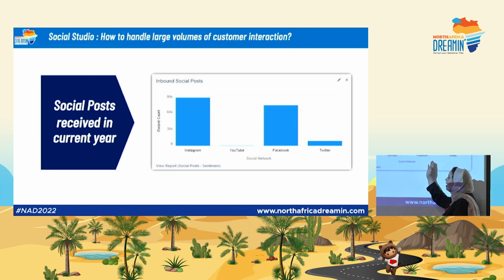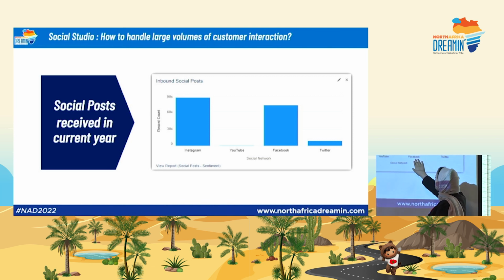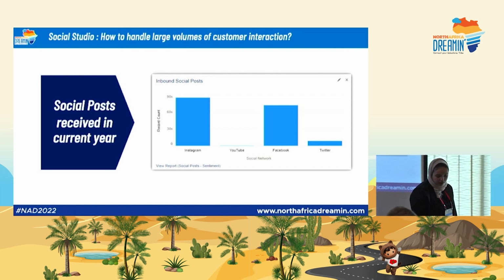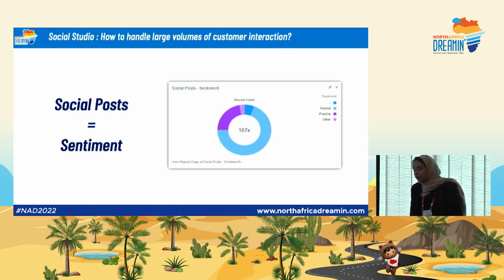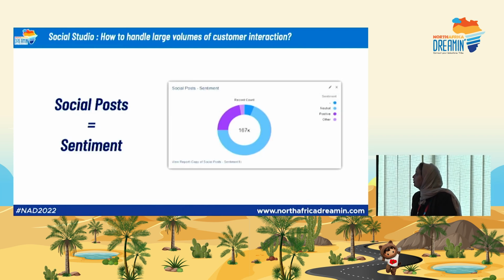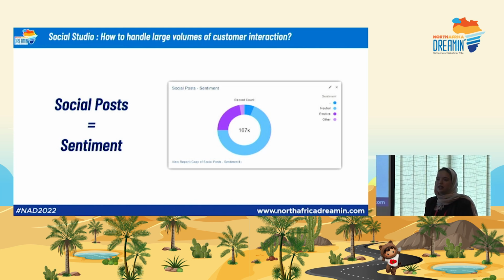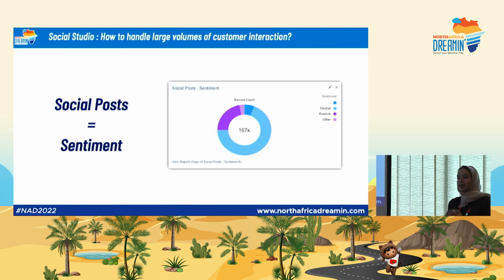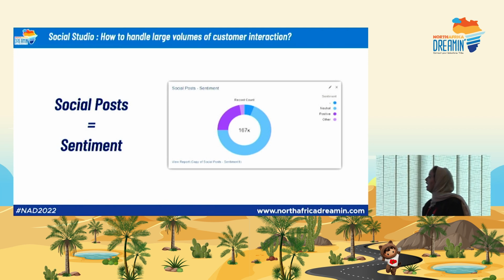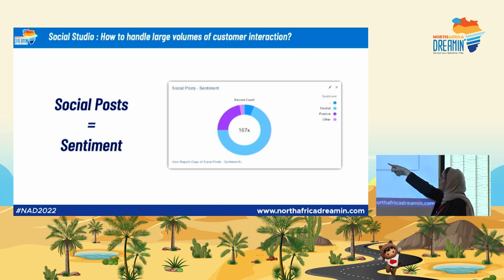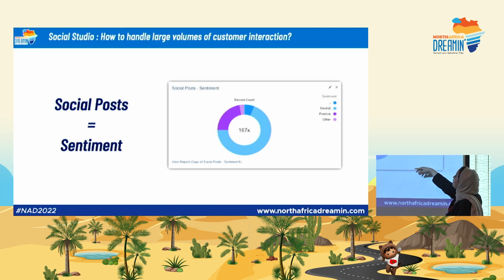Also, they received precisely around 70K social posts coming from Facebook, around 10K to 15K from Twitter, and in some cases from YouTube as well. In total, they received 167K cases or social posts, which are basically the comments and DMs connected from Social Studio to Service Cloud. Some of them are positive, as you can see. Some of them are neutral. Some of them are negative, which is perfectly fine.